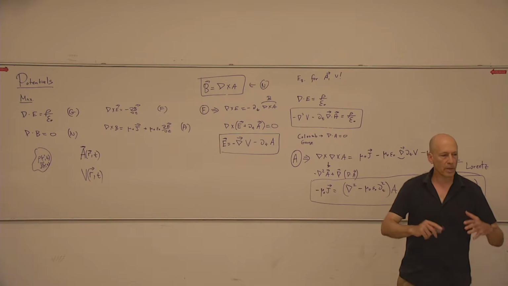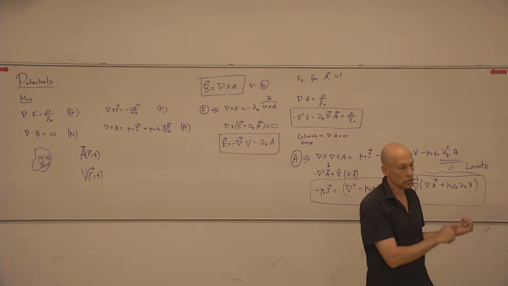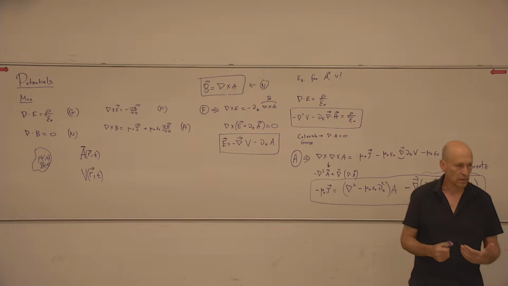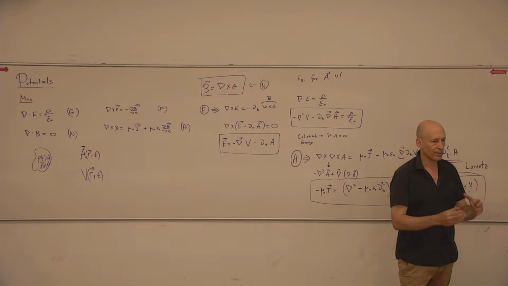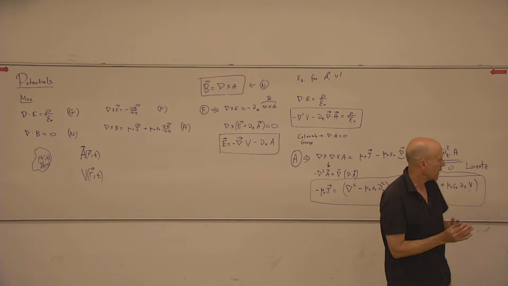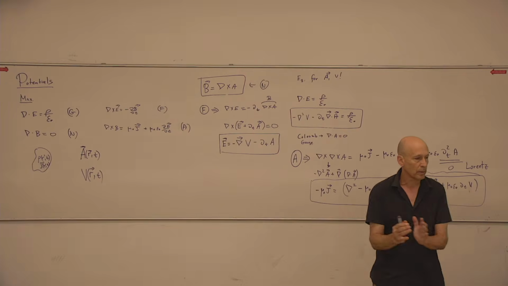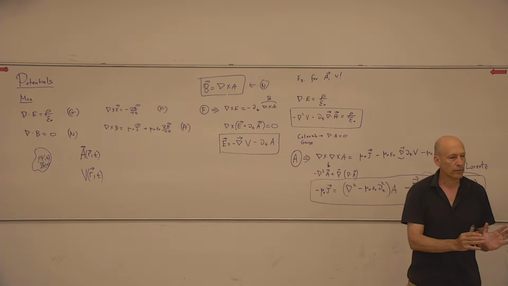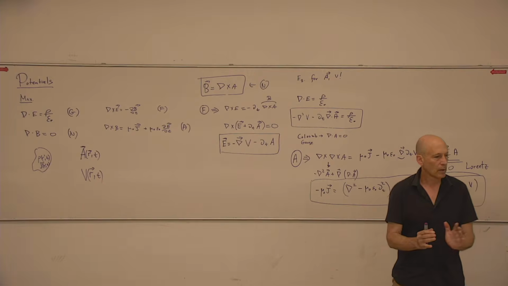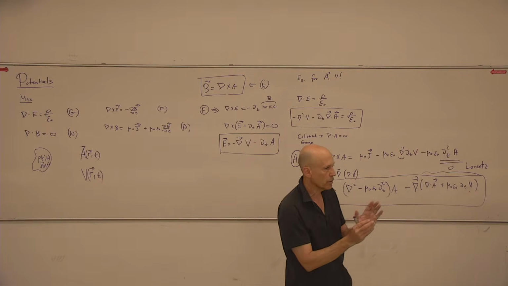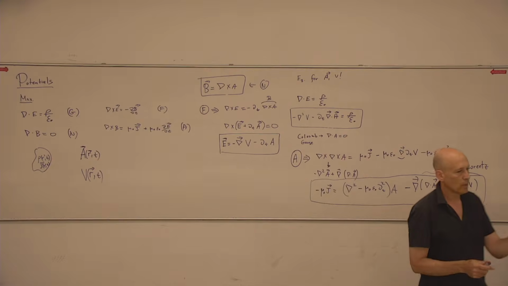We can start with some A prime and V prime which do not satisfy this, then perform a transformation. I'll soon discuss this. And then the pairs of A and V and the new A prime and V prime have the same electric field and the same magnetic field. You know this already from the static case. For example, you know it from high school for the potential.